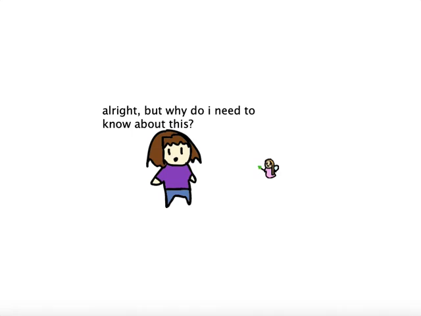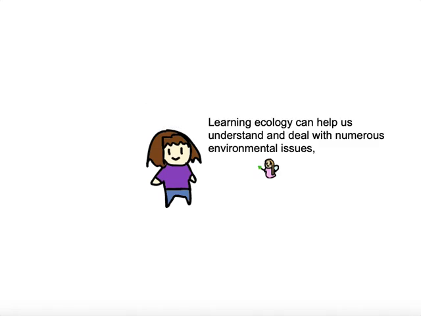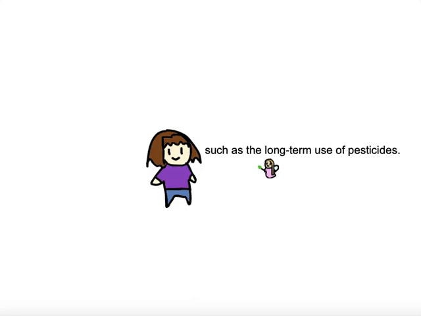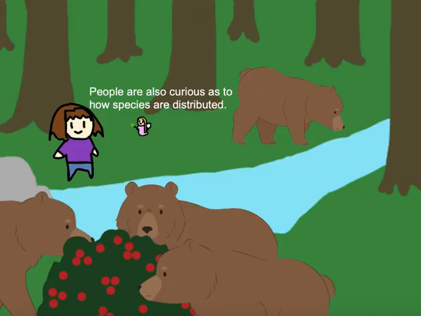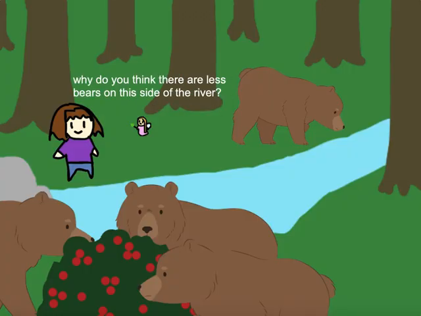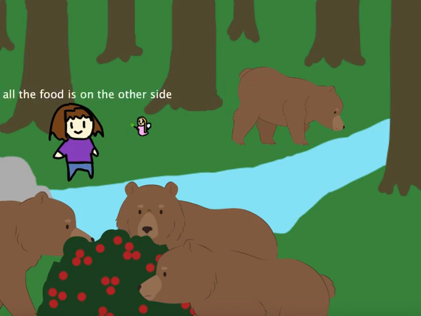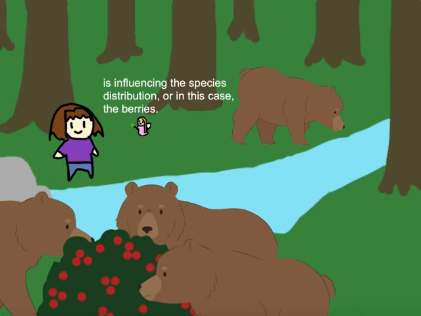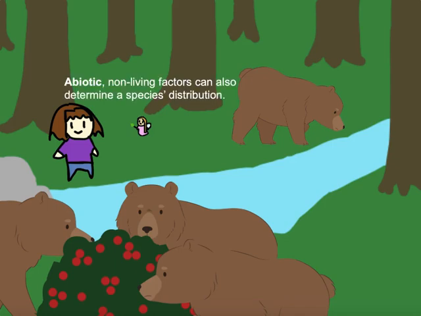Alright, but why do I need to know about this? Learning ecology can help us understand and deal with numerous environmental issues, such as the long-term use of pesticides. People are also curious as to how species are distributed. Why do you think there are less bears on this side of the river? All the food is on the other side. Yep, this would mean that a biotic factor, that means living factor, is influencing the species distribution, or in this case, the berries. Abiotic, non-living factors can also determine a species distribution.